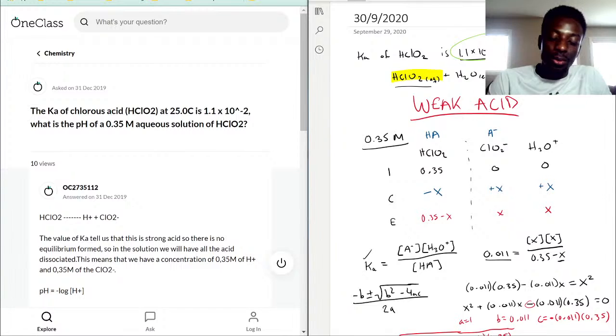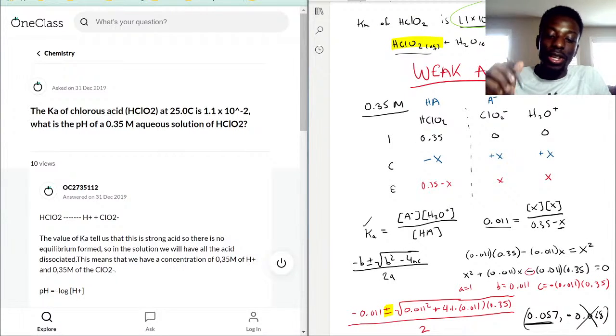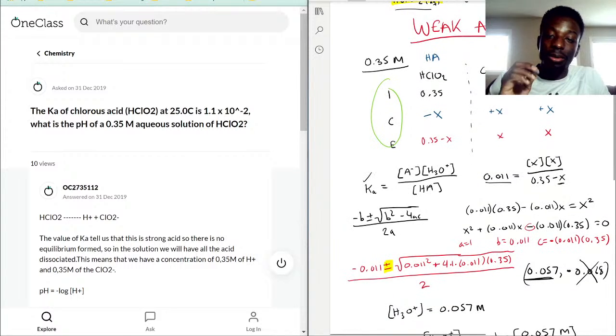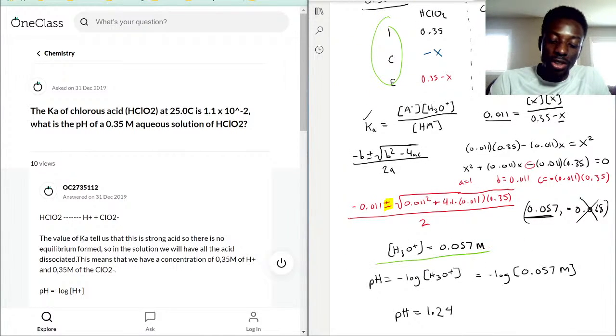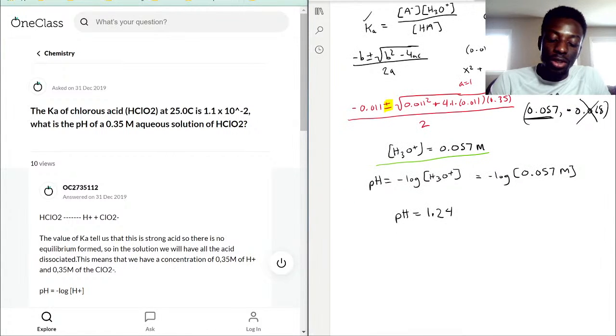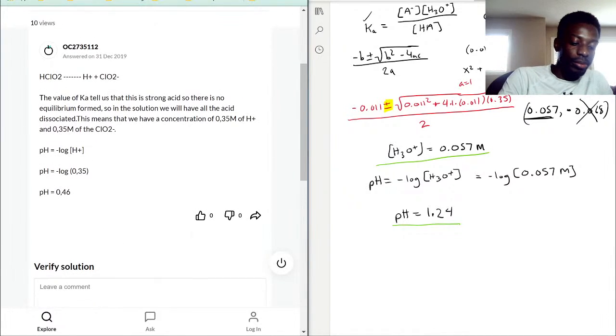Because of that, we can say it's a weak acid. And because it's a weak acid, we need to use an ice table, okay? And because we use an ice table, we're able to find out how much hydronium was actually produced, which is this much. And because of that, we just use this pH formula to find out that the pH is 1.24.